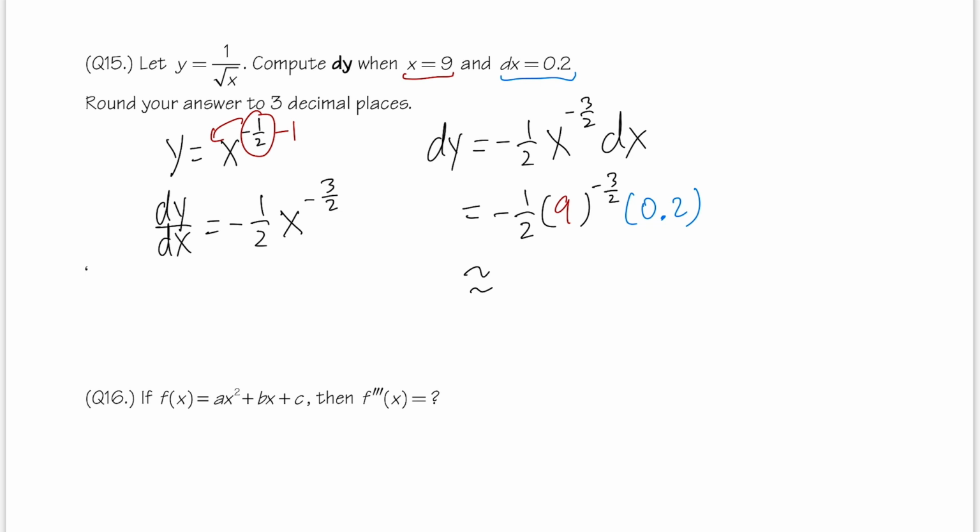We get -1/2 times 9 raised to the -3/2, and then multiply by 0.2. So I get, well, the answer right here on the calculator is approximately 0.0037037 and so on. But according to the direction, rounded to the third decimal place, which is right here. So that will be 0.004.